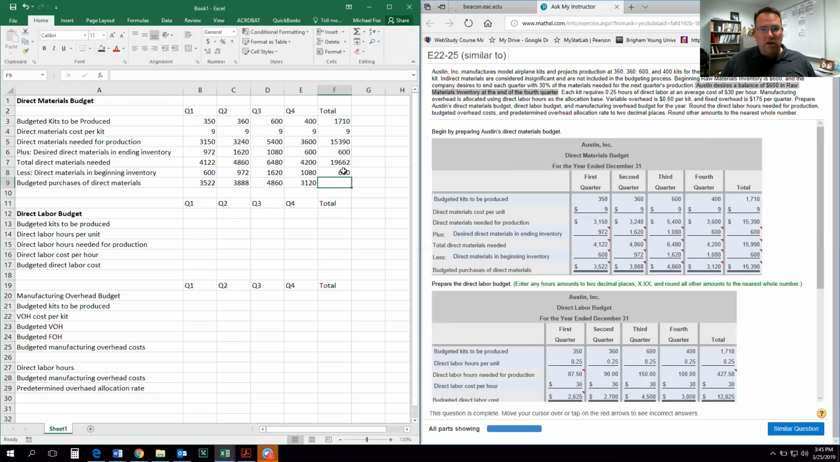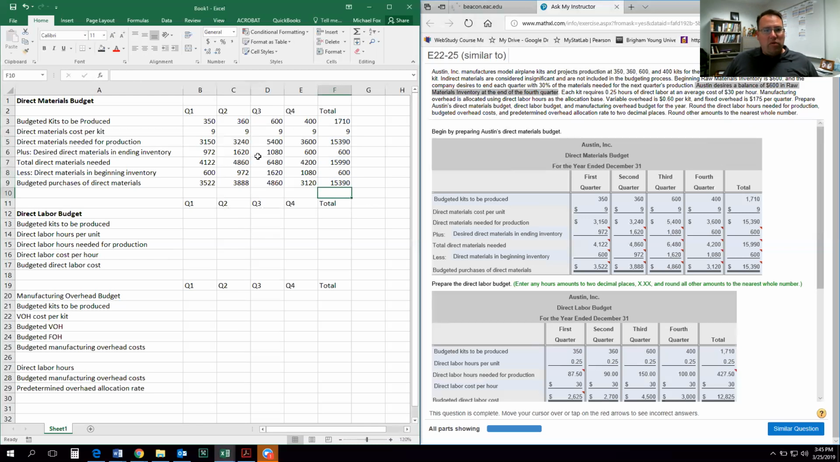And then our budgeted direct materials, hold on. I've got something weird. Oh, I did this wrong. So this column would be direct materials needed for production, $15,390 plus the $600 desired ending inventory. And then our budgeted purchase of direct materials would be the total direct materials needed minus the materials in ending inventory. So there's our direct materials budget.